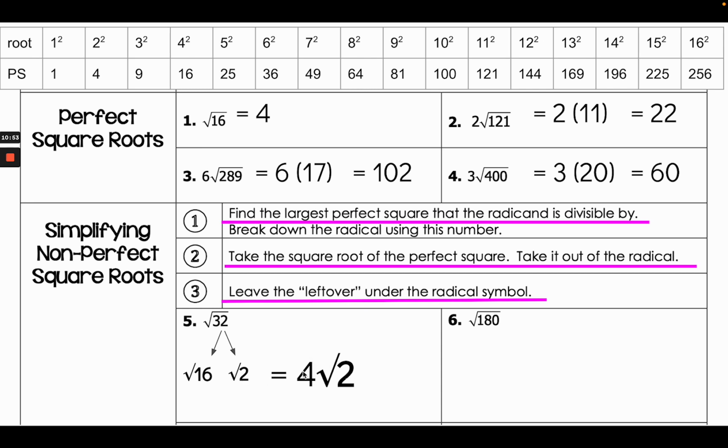4 is outside of the house and 2 is inside of the house. Because 4, we were able to cancel this out from 16, and 2 is our leftover. And so leftovers stay in the house.